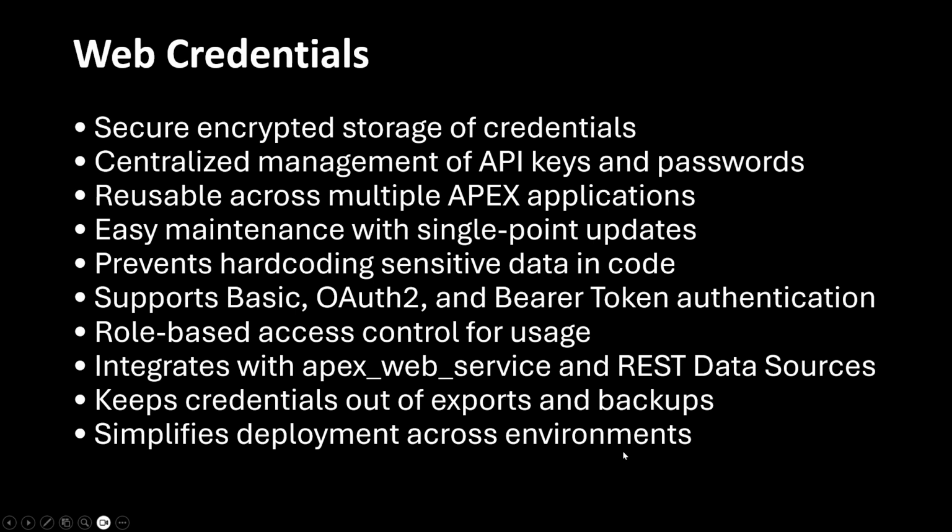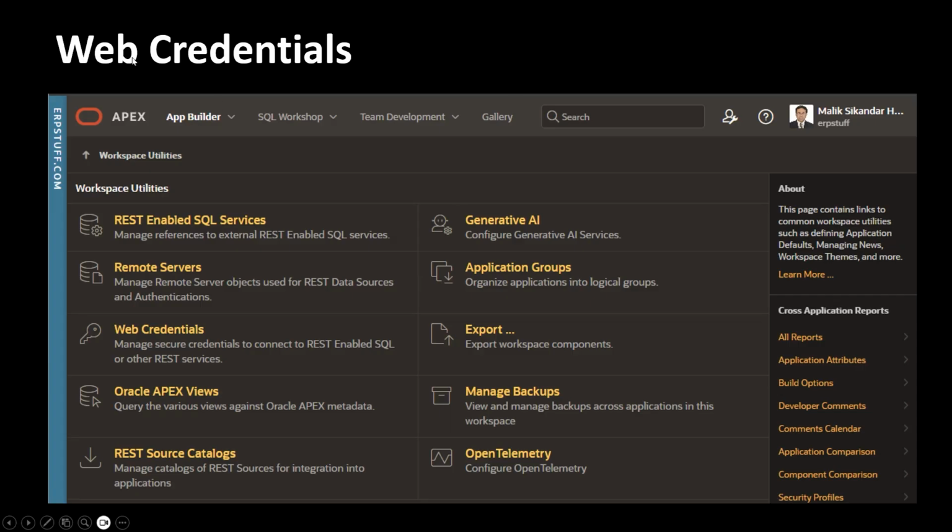Simplifies deployment across environments. So let's say, for example, from development and test environments you are moving to production. When you import the application there, it will prompt for your production key. So there you can enter your production information, not the test or UAT information, right?